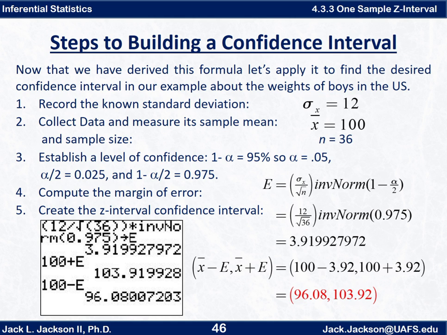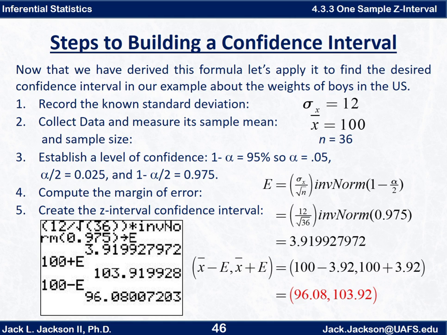So we record the known standard deviation. Sigma of x is 12. That's the standard deviation for the individuals. We collect some data and measure its sample mean. In this case, the data was collected, the mean is measured and given to us as x bar is 100. That's the sample mean. And then we record the sample size, n equals 36. So now we have those three numbers.